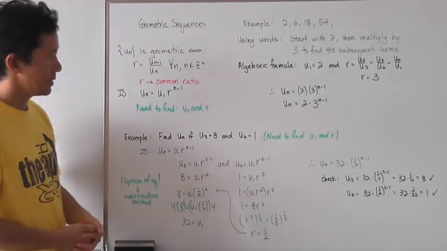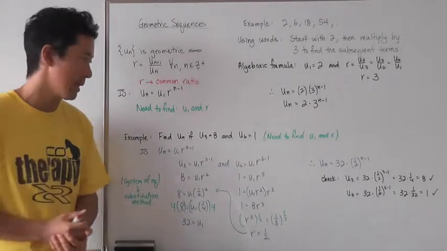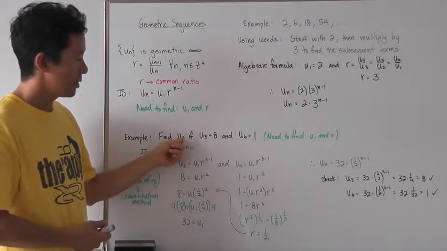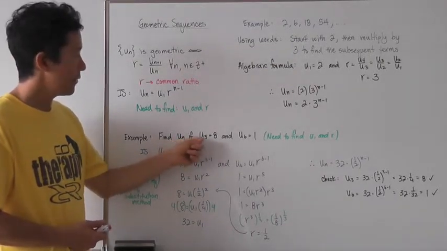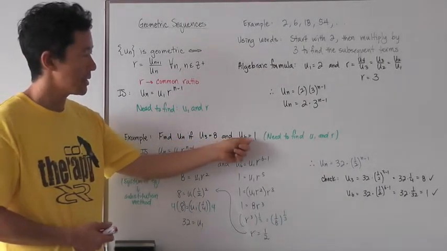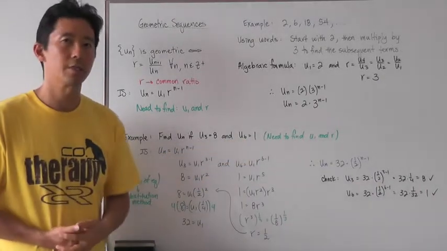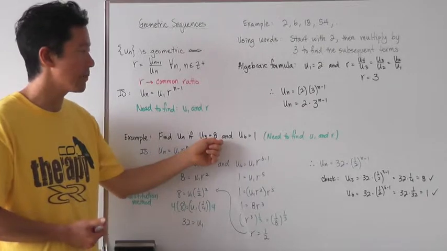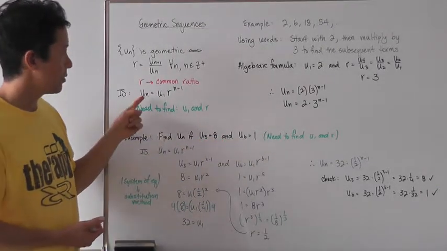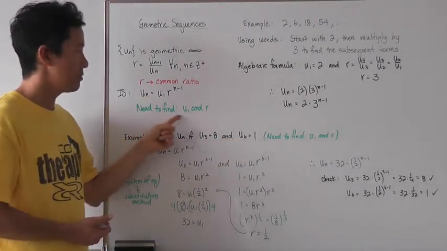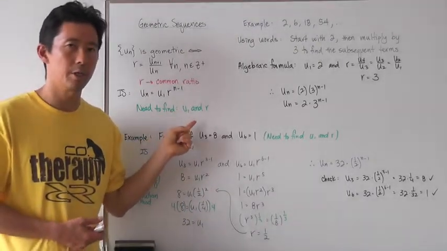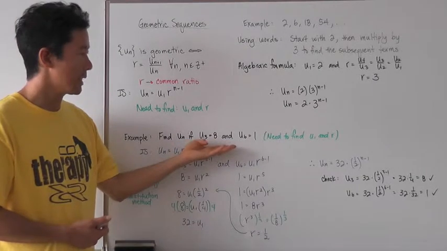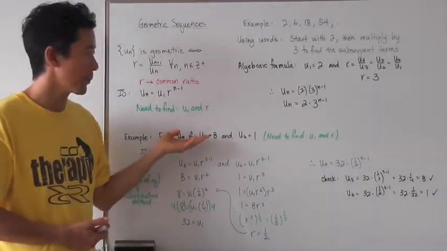Now, let's take a look at a different example, a little bit more challenging, I think. It says find u sub n, in other words, find the sequence, if u sub 3 is equal to 8 and u sub 6 is equal to 1. We're going to assume, since we're working with geometric sequences, that this is a geometric sequence. Again, to find u sub n, we need to find out what u sub 1 and r are. And from this information, it's hard to tell exactly where we're going to get that.